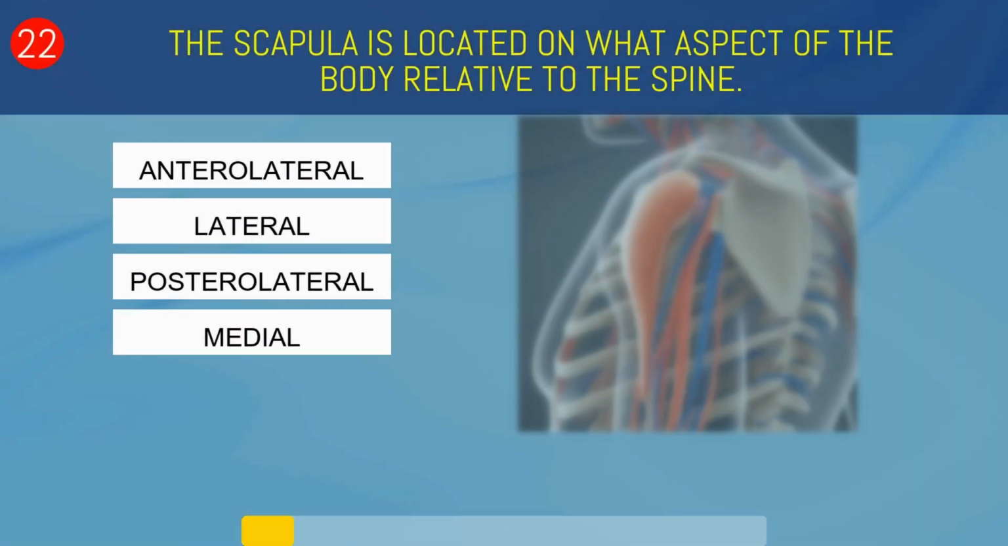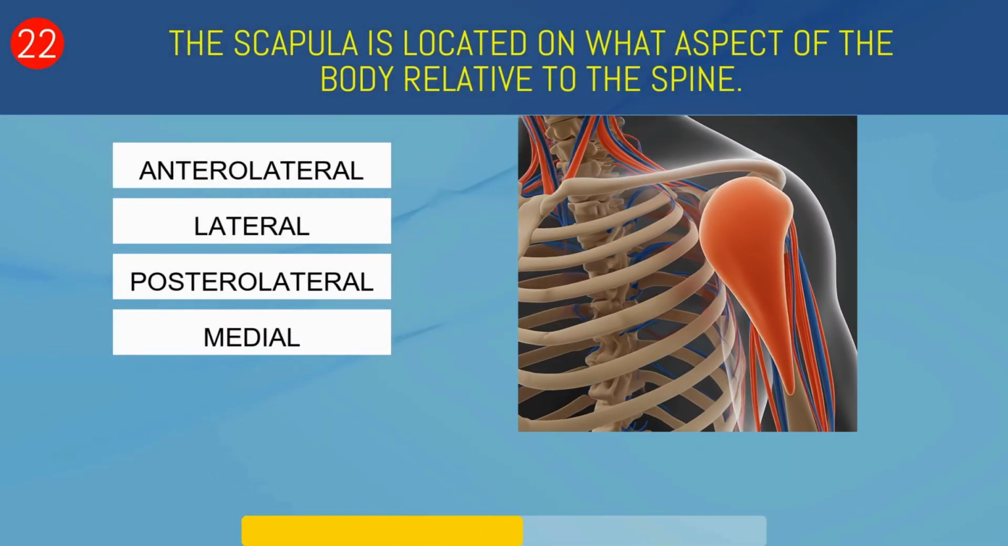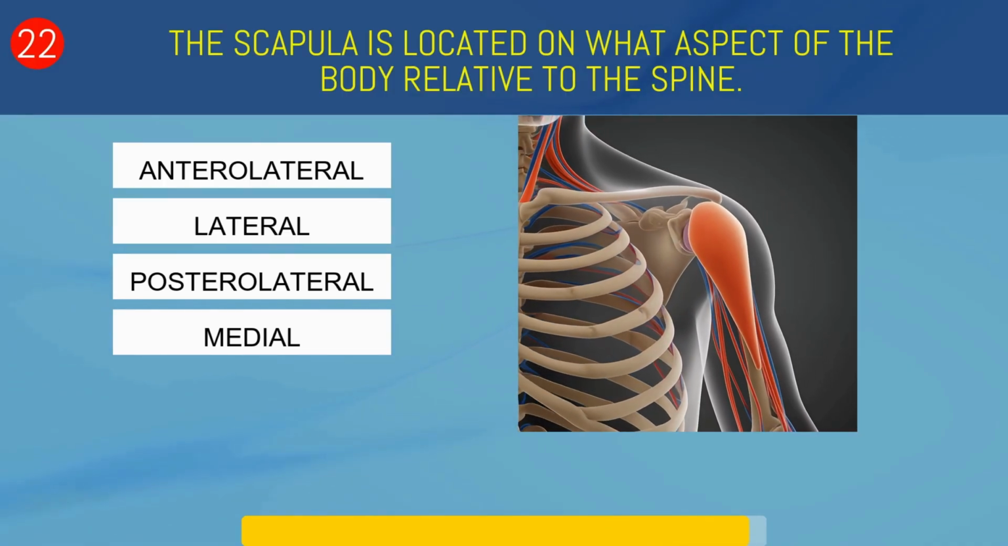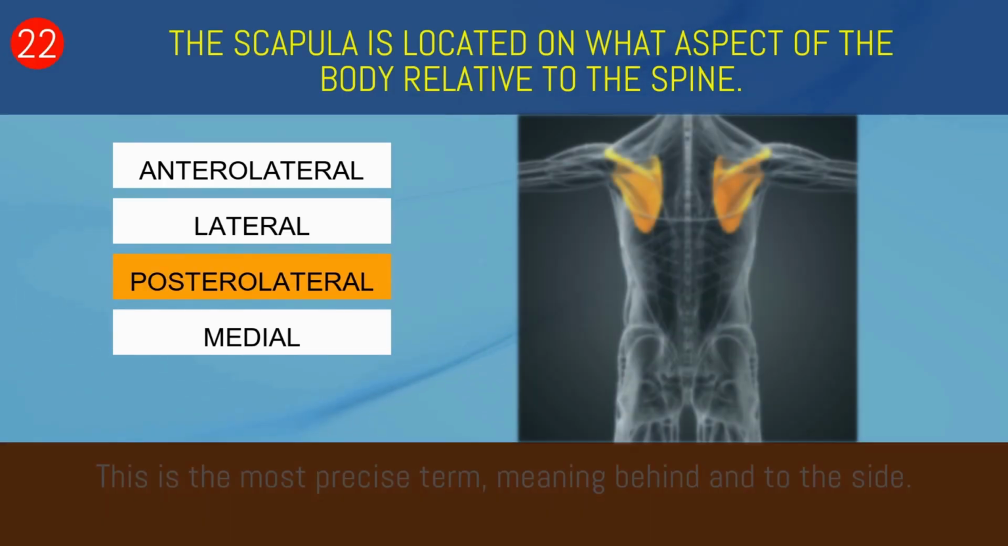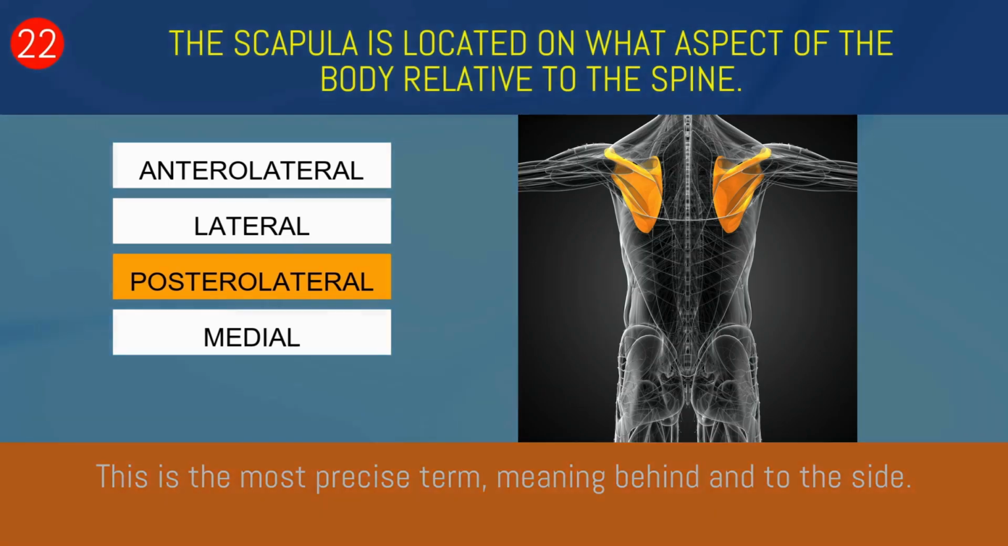The scapula is located on what aspect of the body relative to the spine? Anterolateral, lateral, posterolateral, or medial? Posterolateral. This is the most precise term, meaning behind and to the side.